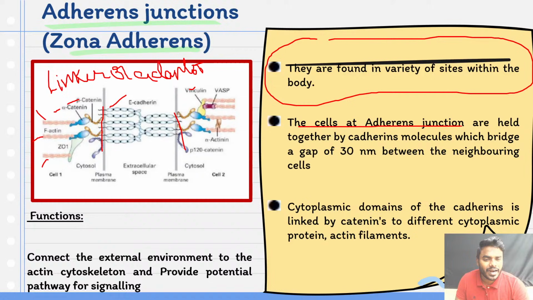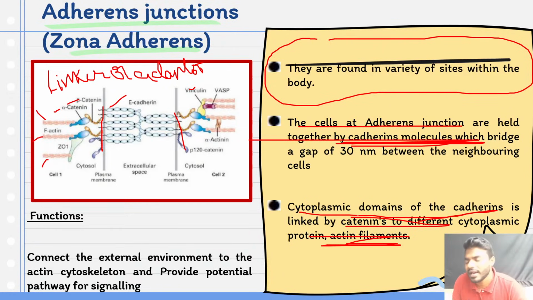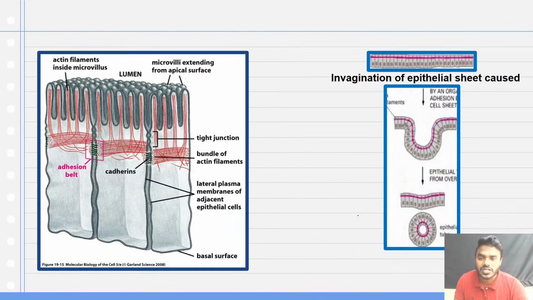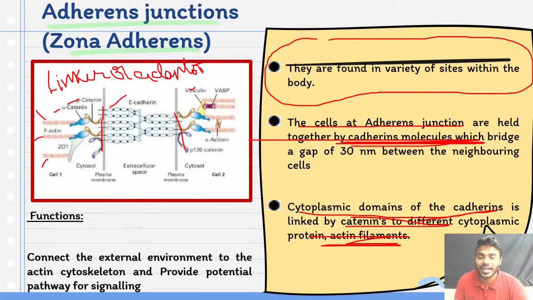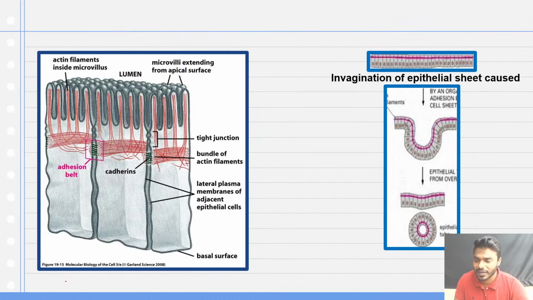The cells at adherens junctions are held together by what molecules? Cadherin molecules. At the same time, I have clearly mentioned to you, the cytoplasmic domain of the cadherins is linked to the actin filaments. How? By linker or adapter proteins called catenins. Kindly do not get confused with this particular point.